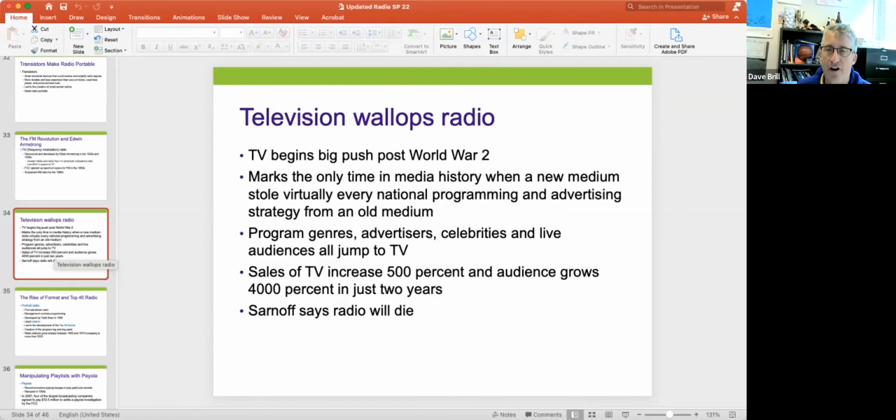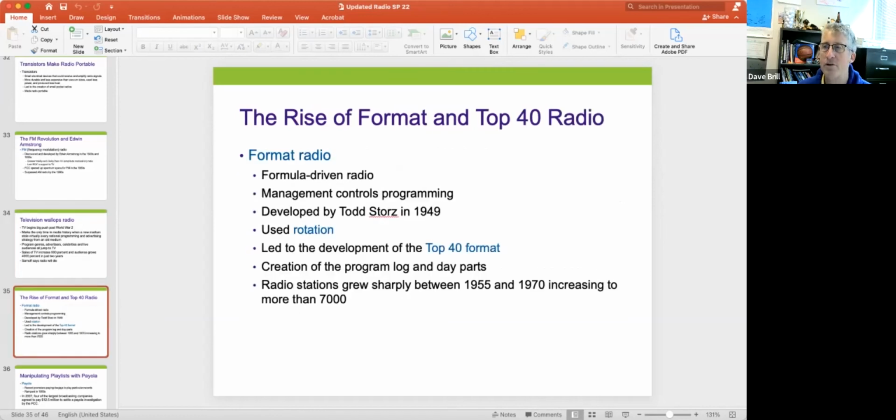Sales of TVs increased 500%. Audience grew 4,000% in just two years. And David Sarnoff, the father of radio, the head of RCA, says, sorry, you think radio is going to die. He jumps and gives all of his attention to television, which we'll swing back to when we get to TV. Sad, right? Well, not really, because radio is forced to reinvent itself.